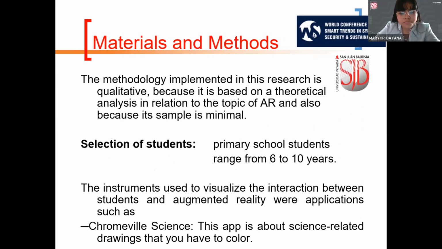Materials and methods. The methodology implemented in this research is qualitative because it is based on theoretical analysis in relation to the topic of AR and also because its sample is minimal. Selection of students: primary school students range from 6 to 10 years. The instruments used to visualize the interaction between students and augmented reality were applications such as Chromobile Science. This app is about science-related drawings that you have to color.